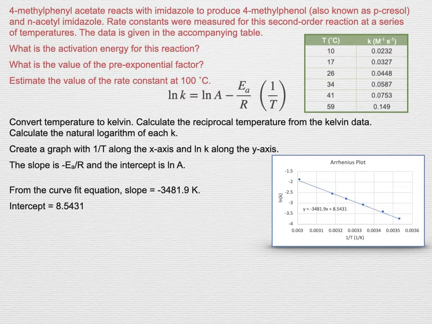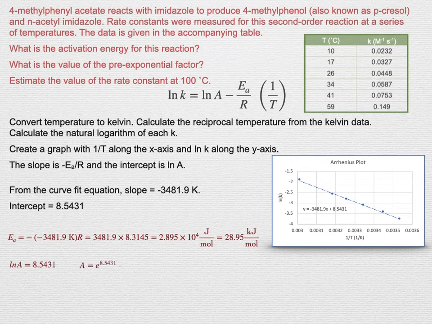Now, first find the activation energy. Multiply the slope by minus R, the gas constant. The Kelvin cancels, and we end up with 28.95 kilojoules per mole. To find the pre-exponential factor, raise e to the power of the intercept value and get 5131 molar to the minus 1, seconds to the minus 1. To calculate the rate constant at 100 Celsius, we first remember to convert to Kelvin. It's 373 Kelvin. And insert this into the equation that came from the spreadsheet.